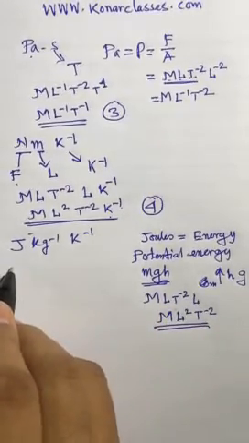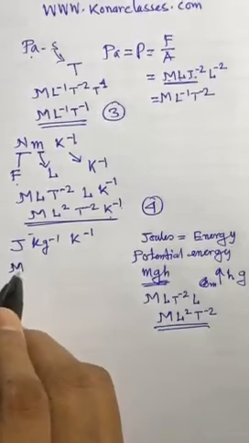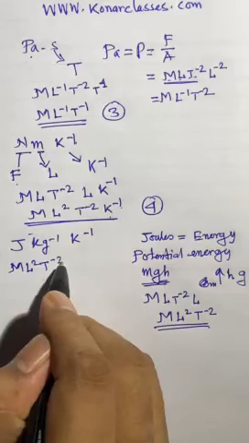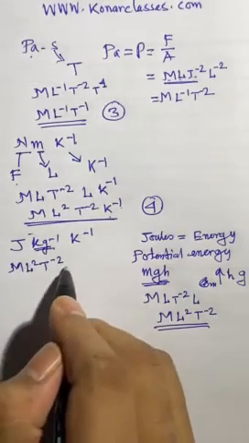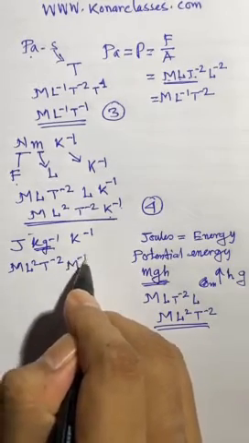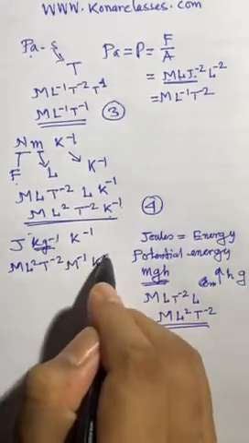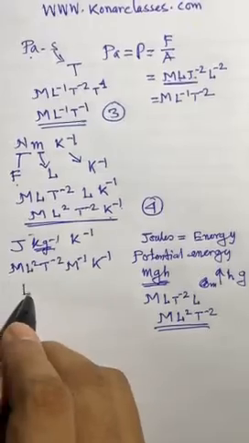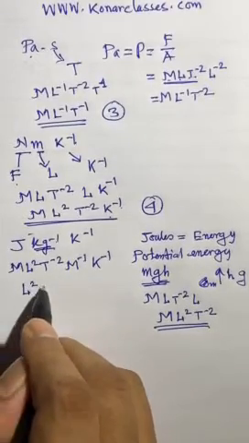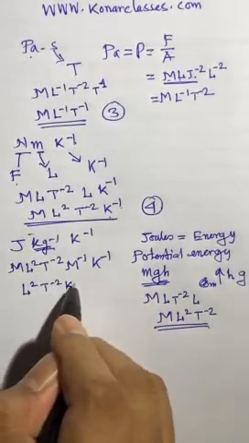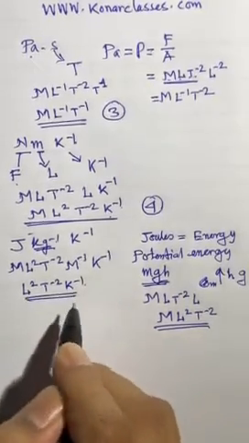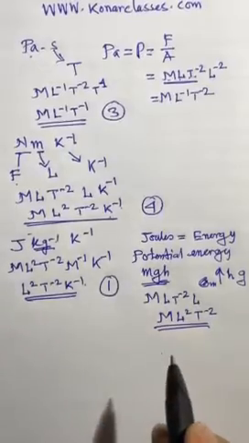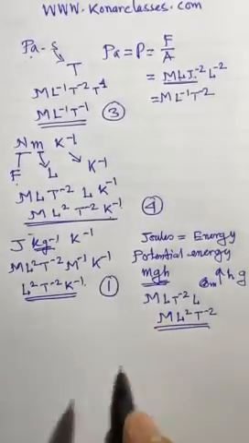So if you put here, it is coming m l square t to the power minus 2, then kg again, it is coming m to the power minus 1, kg to the power minus 1, and K to the power minus 1 will continue as it is. So m getting nullified, it is coming l square t to the power minus 2, K to the power minus 1. It is line number 1 on the right hand side.